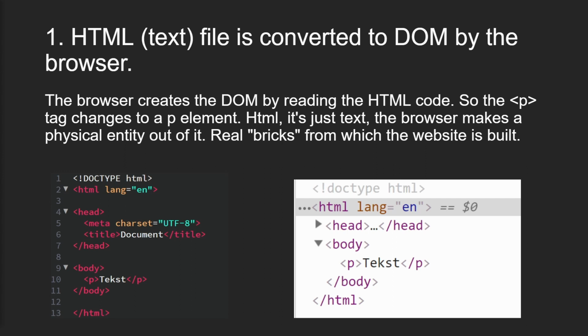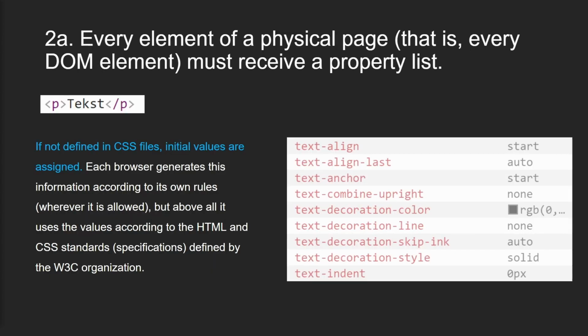Although the HTML document in a code editor looks very similar to the document object model in DevTools in the browser, remember that HTML is a plain text, an instruction, and the document object model is a physically rendered website by our browser. Each element of the physical page, so each element of the document object model, must receive a list of properties at the time of creation. And the values assigned to these properties will most often be the initial values, defined in the official specification, and the same for all the elements.